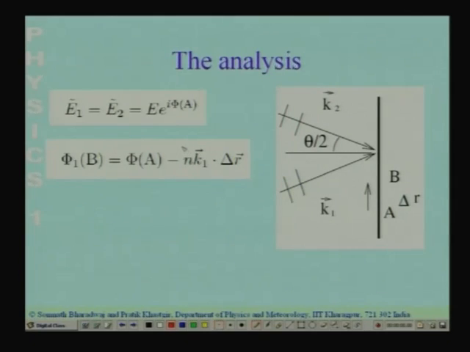Please ignore the n over here, it is a typographical error. So, it should not be there. So, when I move from the point A to the point B, the phase changes by an amount minus k1 dot delta r, where delta r is the displacement between the points A and B. So, we can say that the phase at the point B of the first wave, phi 1B, is equal to phi A minus k1 dot delta r.